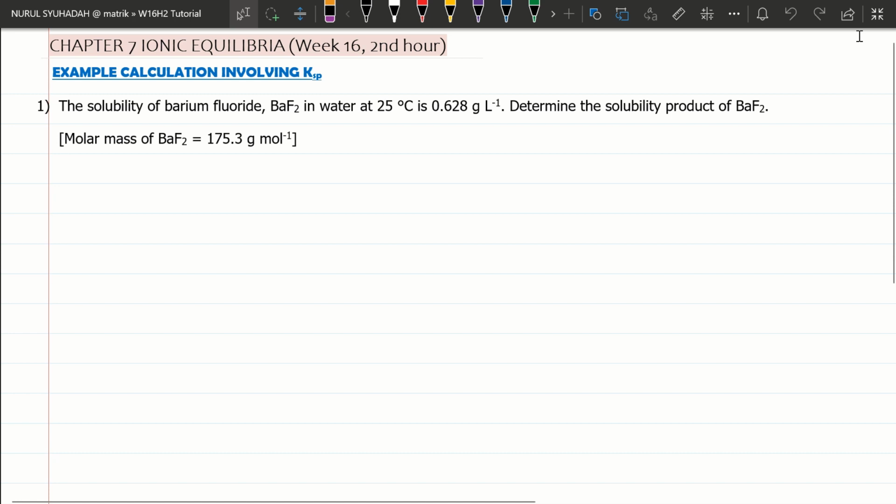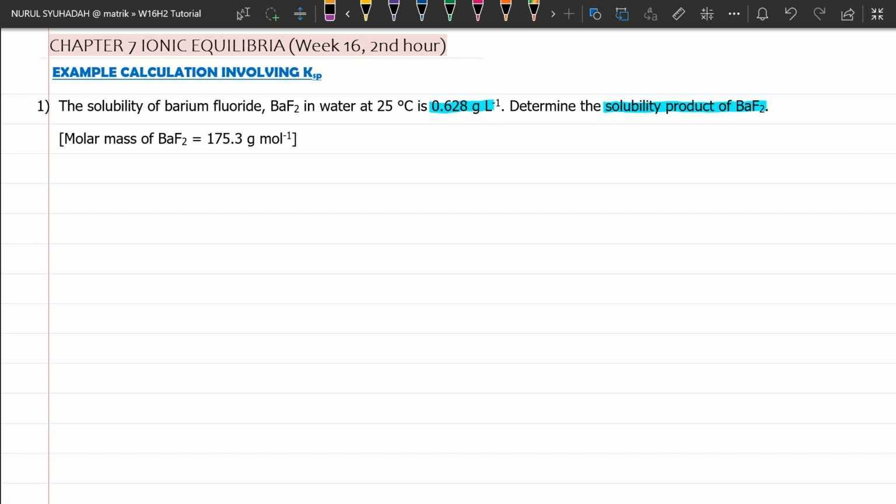Okay, so this is example number 1. Okay, so untuk example number 1, the solubility of barium fluoride in water at 25 degrees Celsius is 0.628 gram per liter. Okay, so saya highlightkan kita punya maklumat dekat sini. So the first one, we have the solubility of barium fluoride. Okay, ini. So soalan minta determine the solubility product. Okay, solubility product of BaF2.